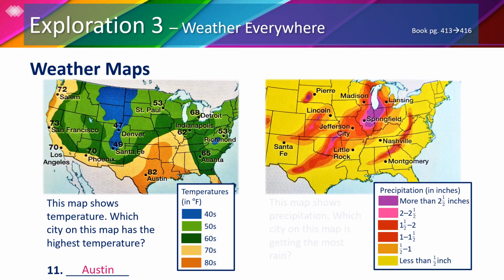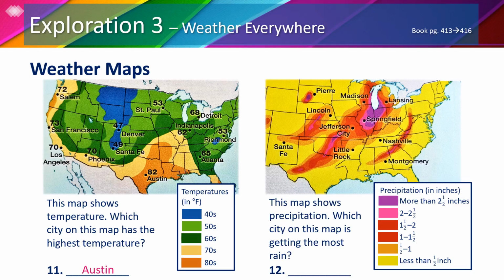In the next map, which city is getting the most rain? Again, the color codes here help you look for the most rainfall, which should be colored purple. If you said Springfield, then you're right. Springfield recorded rainfall of more than 2.5 inches in the rain gauge.